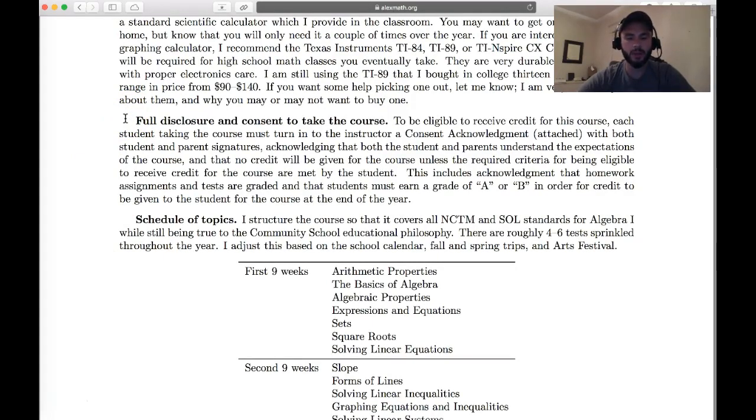Because community school is a non-graded school, but these classes offer high school credit, they are graded, and you have to consent. You have to choose to do that. You don't have to take it for credit, which means that you won't be graded on any assignments. That's okay. But if you do want high school credit this year, then you need to read this paragraph right here with your parents and make sure that you recognize that you have to earn an A or a B in order to earn credit for the class.